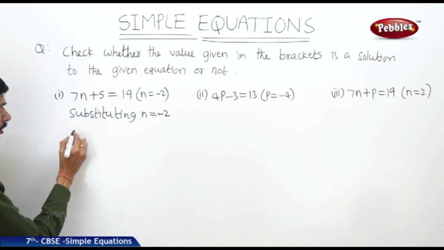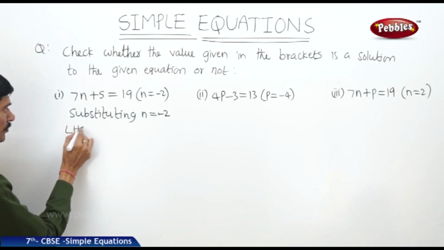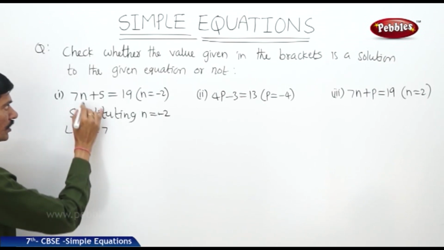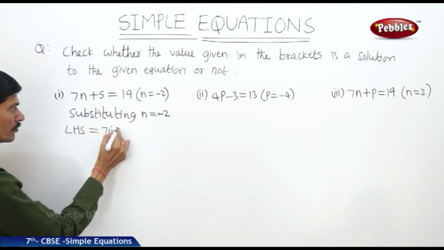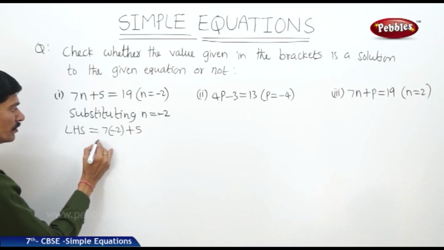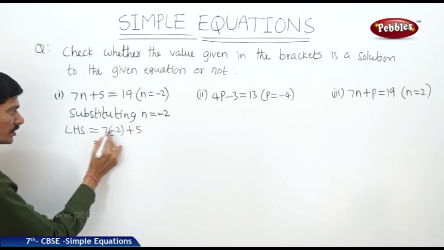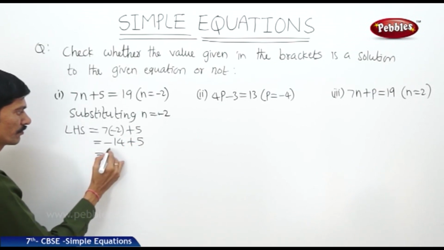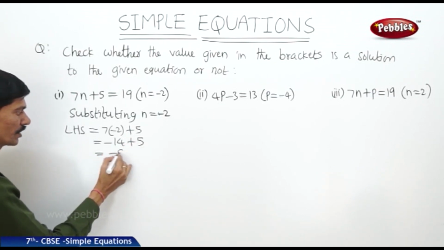Now we will find the value of LHS. LHS is 7n plus 5. So 7 into n value, which is minus 2, plus 5. So this equals plus into minus, minus 7 twos are 14, plus 5. So this equals minus 14 plus 5, which is minus 9.